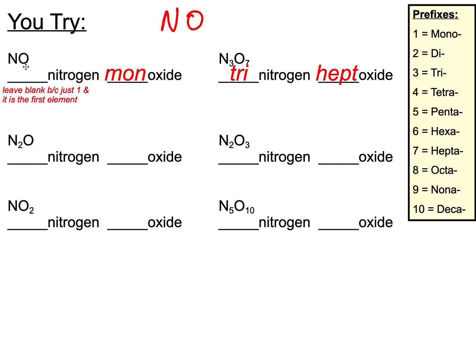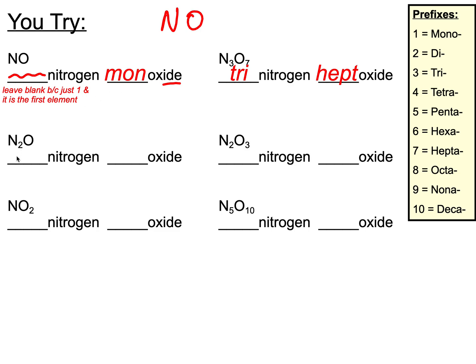So this first one, simplest of all, a nitrogen and an oxygen atom bonded together. Now, if I was naming this, I would not put mono here. I would leave this blank. I would just say nitrogen. And then the second word, I always change the ending to "ide." But I've got to stick on a prefix, regardless if it's just one. In this case, there's only one, so I write monoxide.